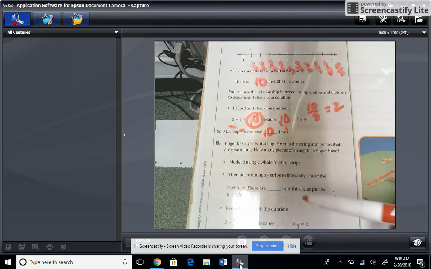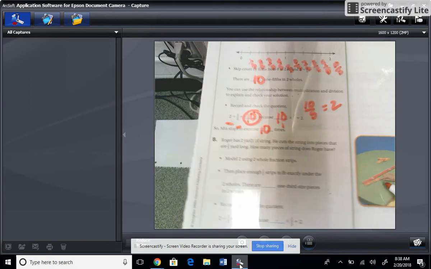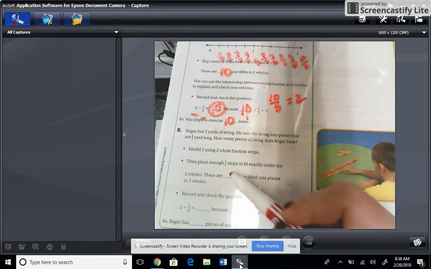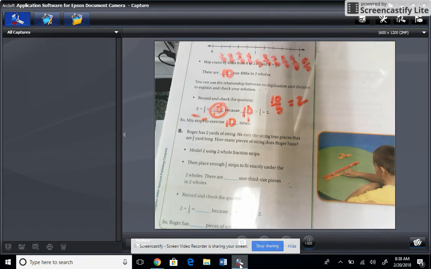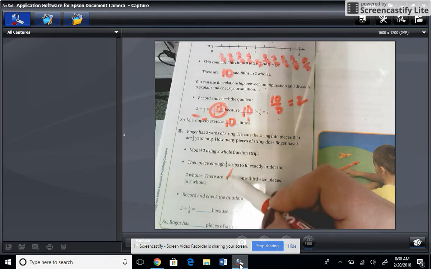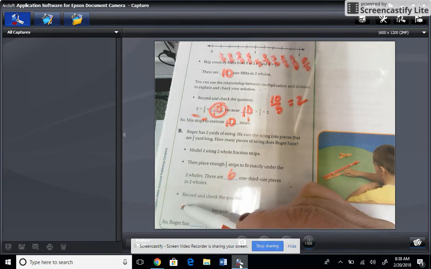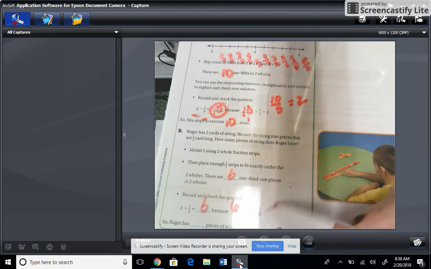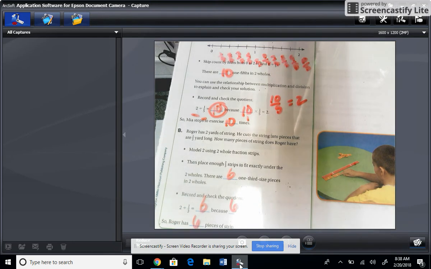Okay, so we could use the fraction bars. So you'd get 2 of them out, and you would lay out 1/3 till you have them all full. And how many pieces are there? Figure that out. There are 6. So 2 divided by 1/3, we still got a whole number of 6, or 6 times 1/3 is 2, so it's 6 pieces. All right, let's move on.